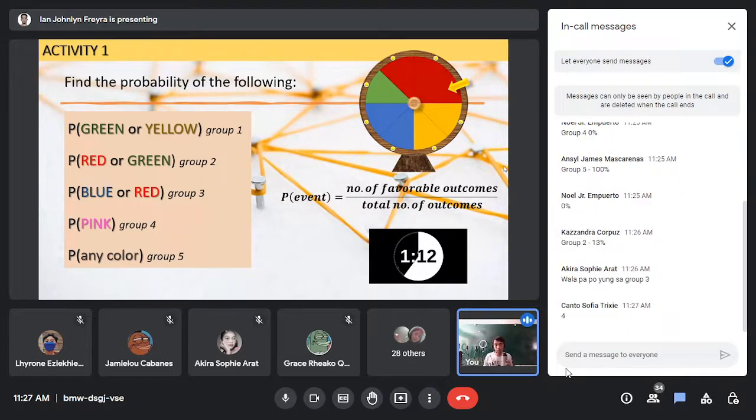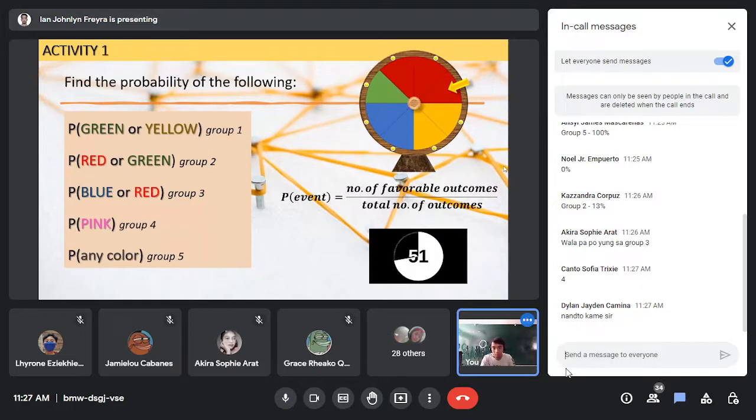Group 3 absent. Walang kahit sinong present sa group 3? Nandun pala sila Dylan eh. Dylan, may sagot na? Last 55 seconds.